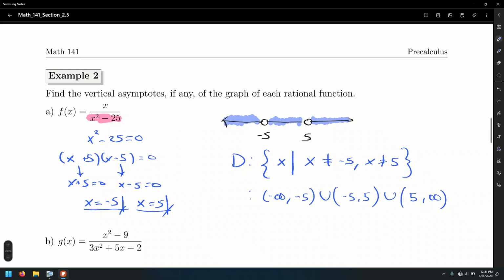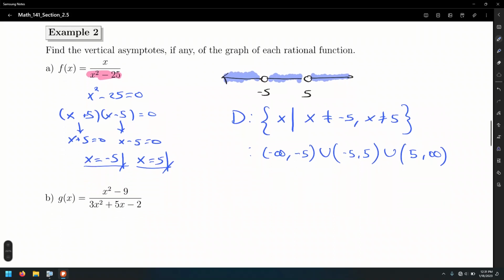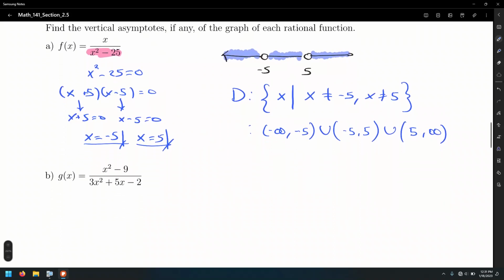It's important to know the two notations, both the set builder notation and the interval notation. On a quiz, on the homework, on the exam, you may be asked for one particular version, and it's important to know all of them. Let's look at another example.